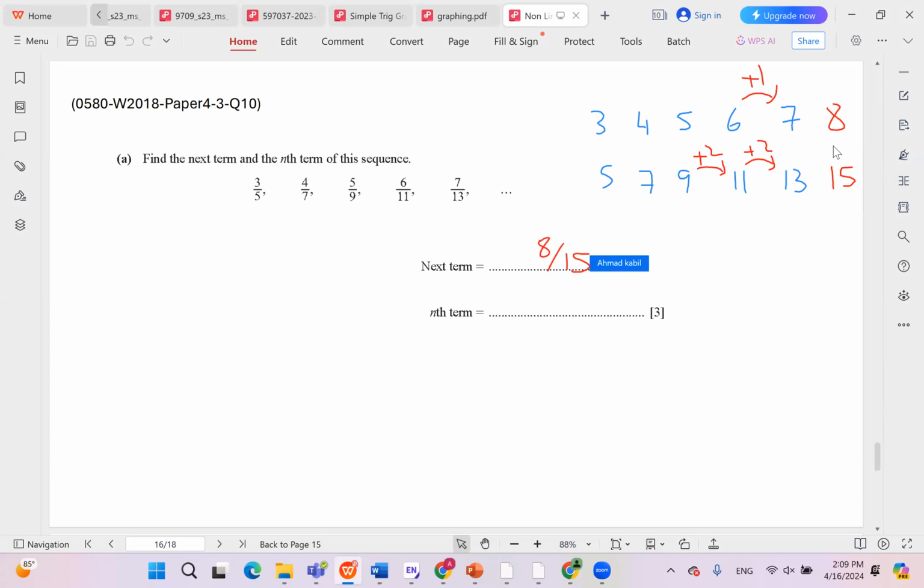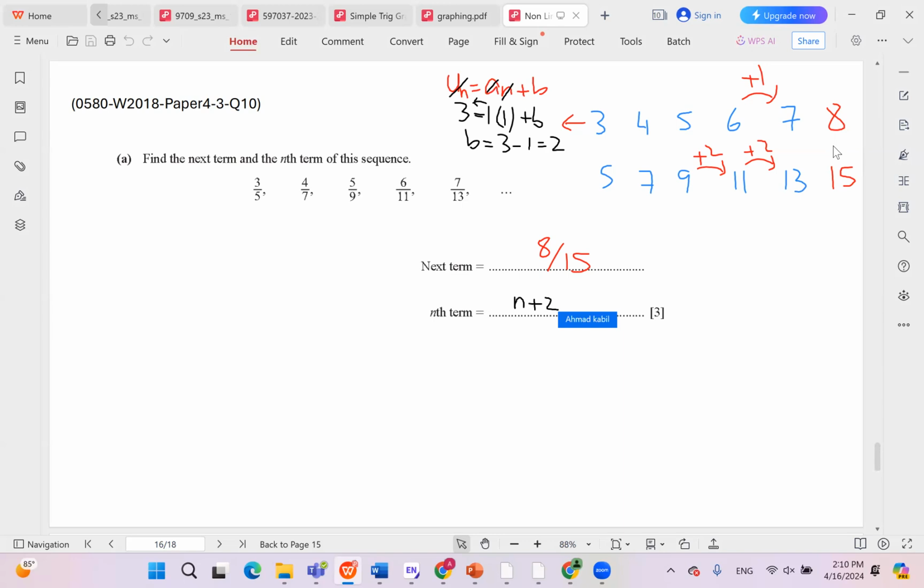For the nth term, you have to solve each sequence independently. So here, you know that the formula is un equals an plus b, because this is a linear sequence. We know that the a is 1, and we put n as 1, and we put un as the first term. So the b will be 3 minus 1. We take the 1 to the other side. So b is 2. So therefore, for the upper layer, the nth term is going to be n plus 2.